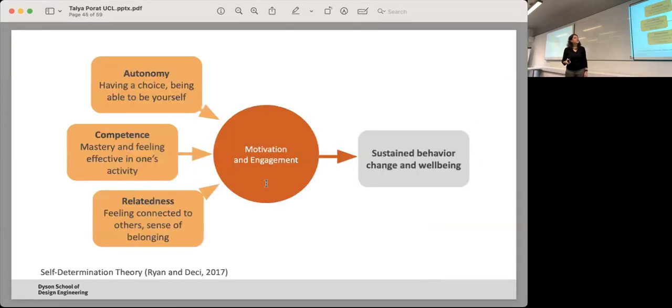useful. Sorry. So the self-determination theory is actually saying that people have three basic psychological needs: autonomy, which is having choice; competence, that you feel you're capable of doing the thing you want; and relatedness, so feeling connected to others. And if we have these three, probably our motivation, or at least internal motivation, will increase. We're more engaged, more willing to do things, and it will help the sustained behavior change and well-being.